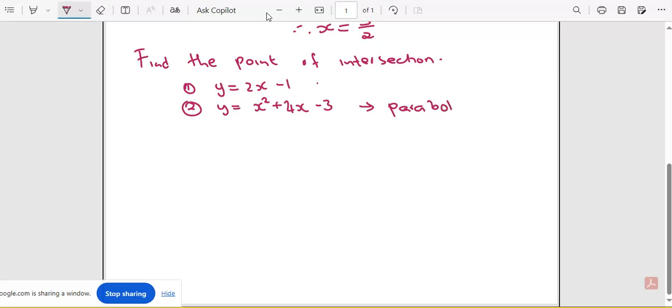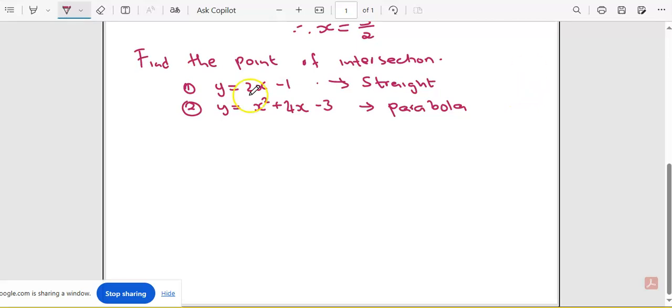This one is a parabola. This one is a straight line function. Right. So now they want us to find a point of intersection. The point of intersection is where the two graphs are equal. So since it's where the two graphs are equal, we can simply equate the equations.